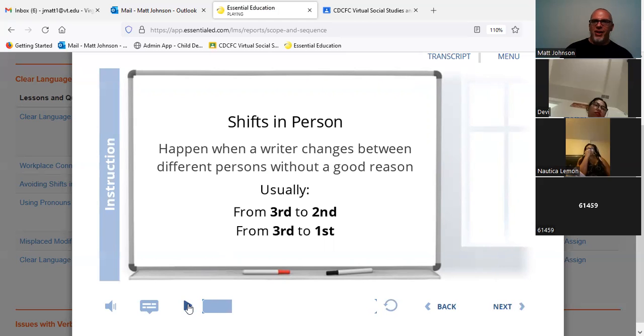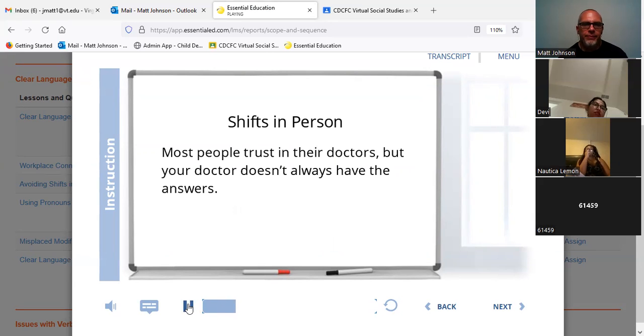Right. It's very odd. You're not going to start off talking about I and then suddenly jump to you, right? But it's more common to see, you start off talking about you and then all of a sudden jump to he or she, or you jump from I to they, stuff like that. Take a look at this sentence. Most people trust in their doctors, but your doctor doesn't always have the answers. This sentence shifts person in the middle. It starts out talking about most people and their doctors. That's talking about people in general in the third person. Then it shifts to second person by talking about your doctor.